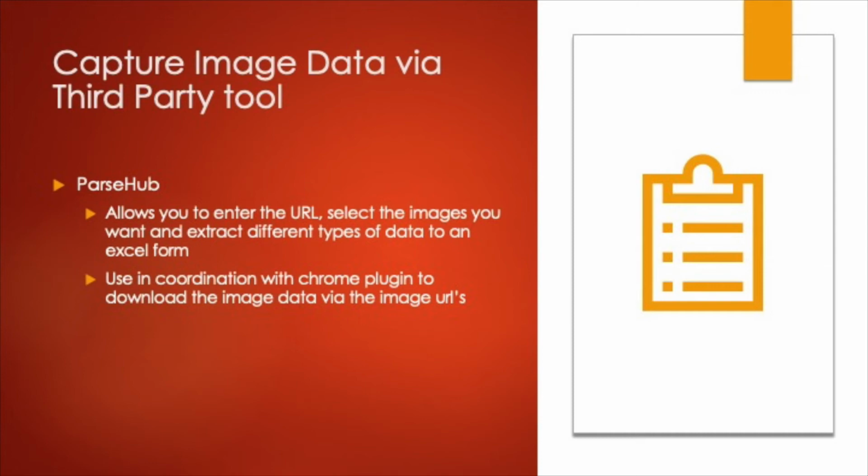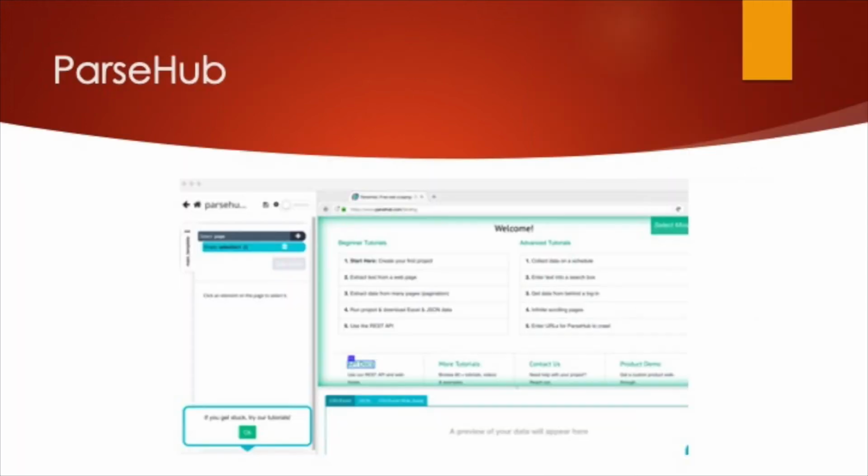You can then use this Excel file in coordination with Chrome plugins to download the image data via their image URLs. The caveat here is that not all image data on a website has image URLs, such as libraries or modules that are loaded at runtime. So you can see that there's an obvious downside to using this tool specifically for gathering image data.